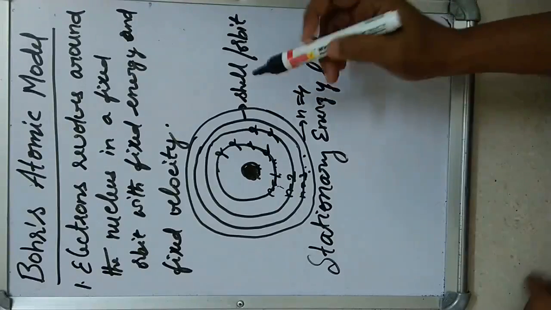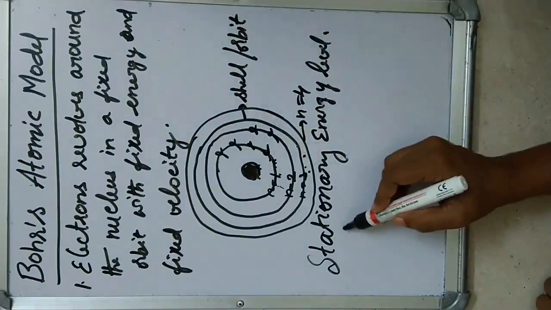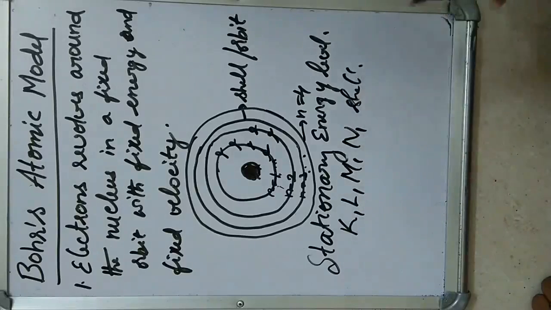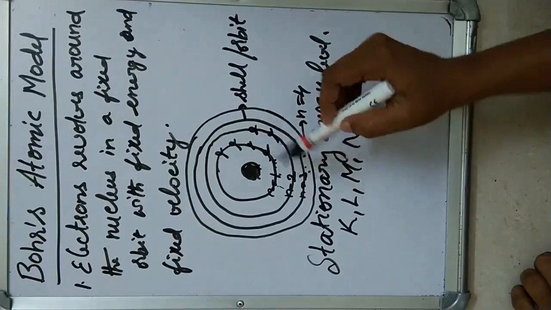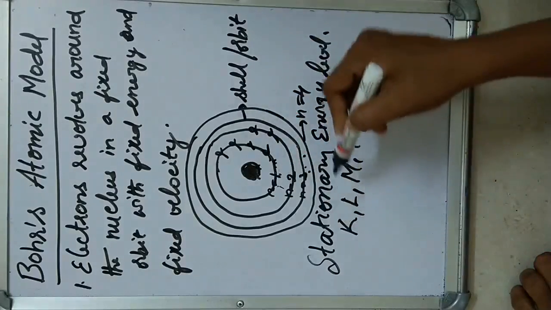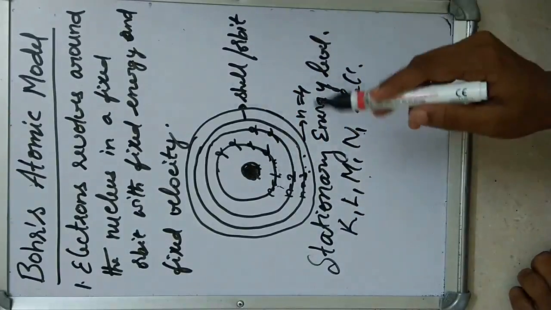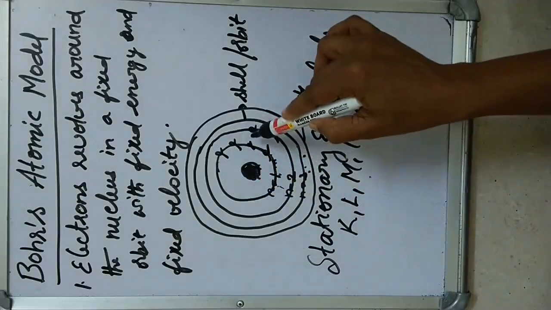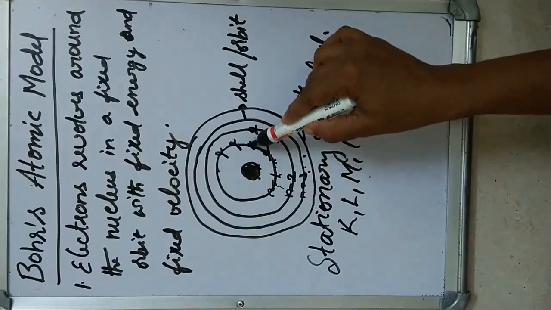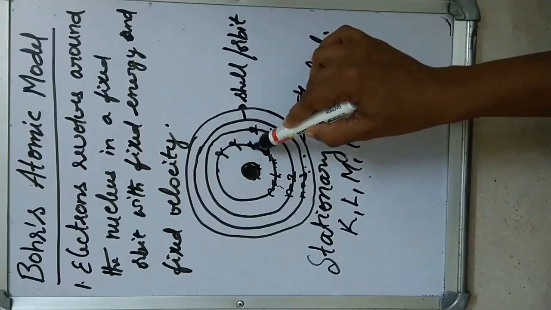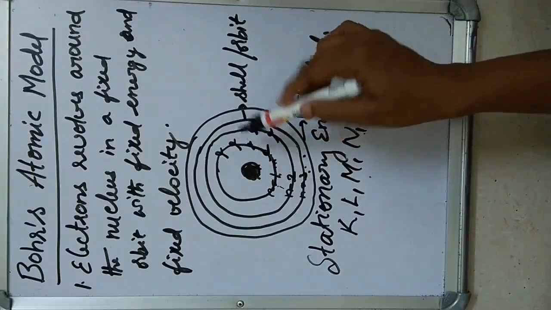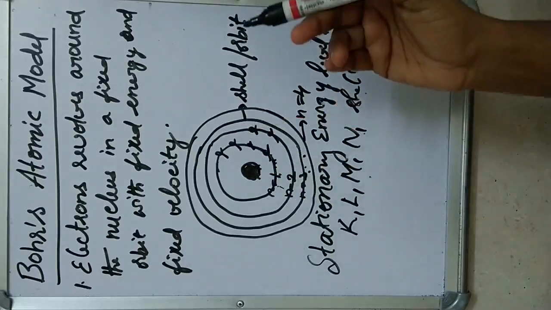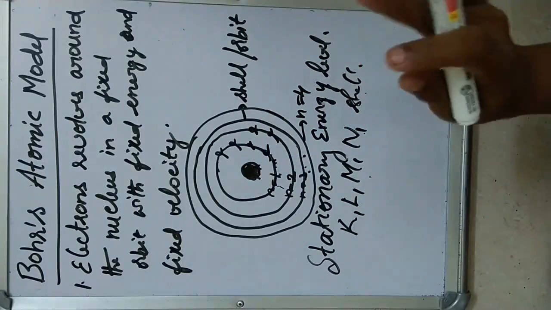These shells are also referred to as the K shell, L shell, M shell, N shell, etc. Based on the energy level, each shell is classified this way. I hope you understood the first point. Electrons revolve around the nucleus in a circular path. That path is called an orbit or shell, and it is a fixed orbit with a fixed energy. But in the case of Rutherford, he said electrons revolve around the nucleus, not in a fixed path.